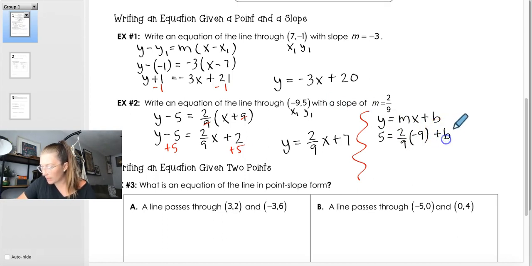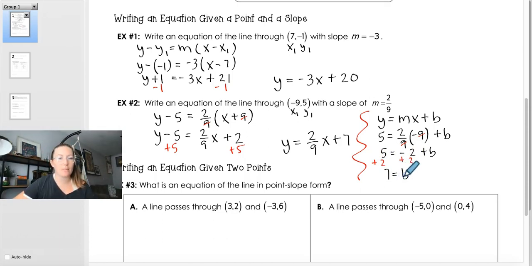And plus b. Okay, so our goal is to solve for b. So let's go ahead and simplify. These are going to cancel. Just be careful with that negative. So now I have 5 equals -2 plus b. Get b by itself. Add 2 to both sides. So I get 7 equals b.